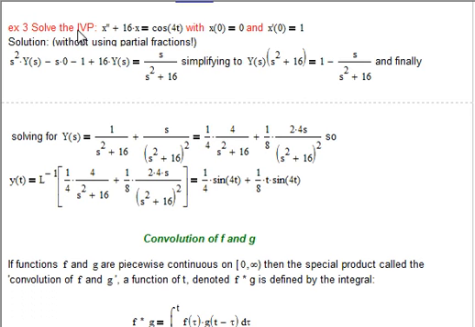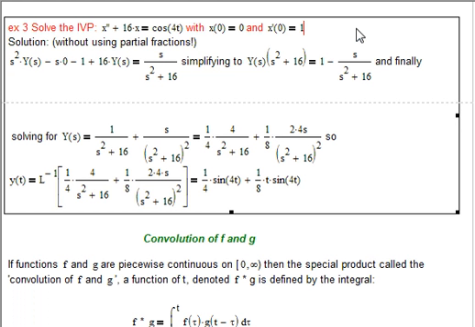So here we're going to do an initial value problem. The second derivative of x plus 16 times x equals cosine of 4t, with x of 0 equal to 0 and x prime of 0 equal to 1. And we are not going to use partial fractions.